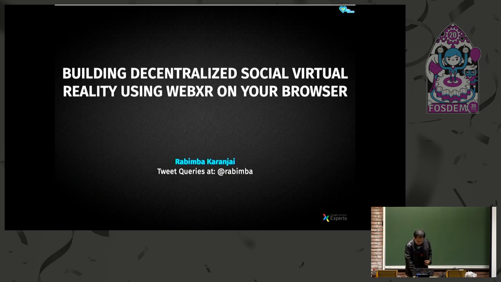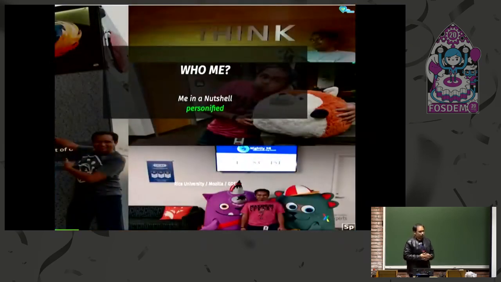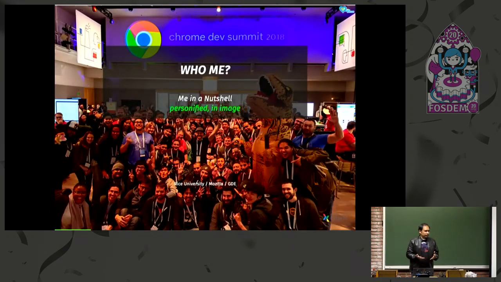So without further ado, who am I? So the ego slide. I'm a student at Rice University, doing my PhD there. I have also worked with Mozilla as an intern and also a volunteer. I'm also a Mozilla tech speaker. I've also worked at IBM a little bit in blockchain as part of my internships. I am also a Google developer expert in web technologies. So that's kind of in a nutshell, who am I?